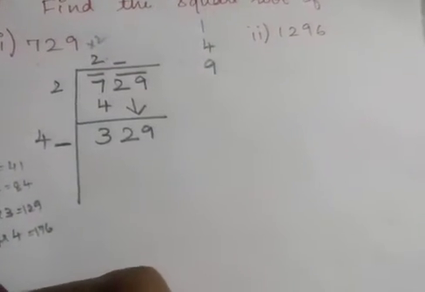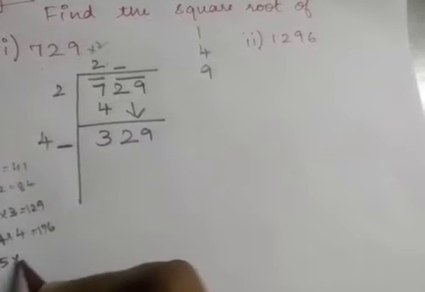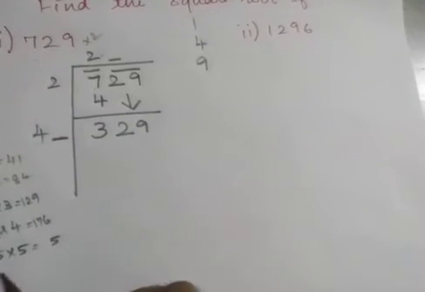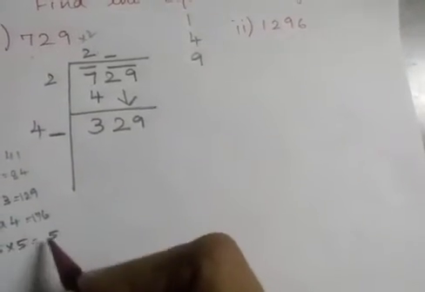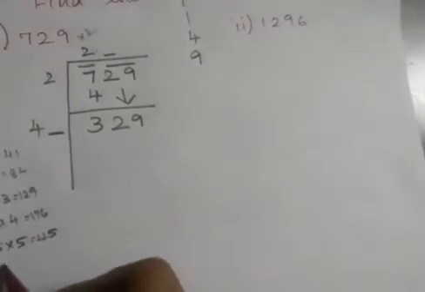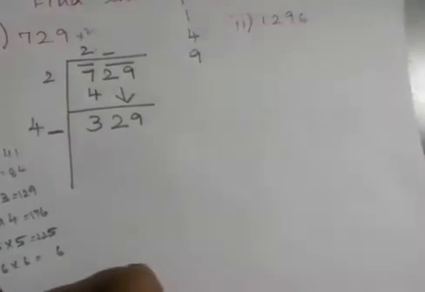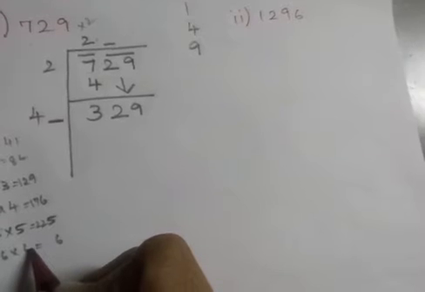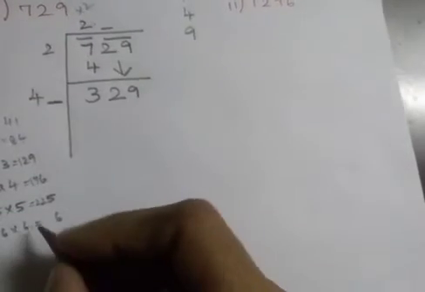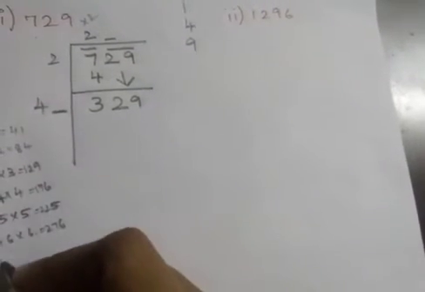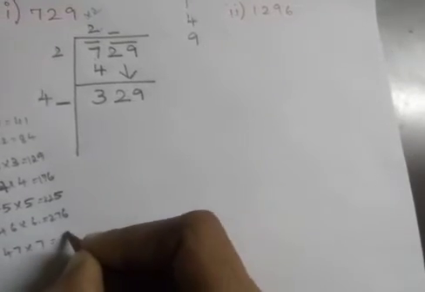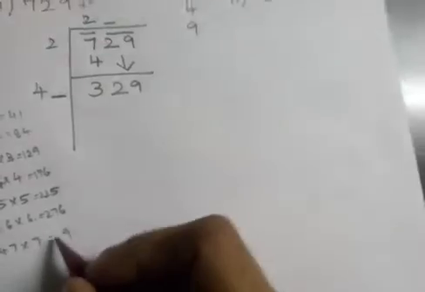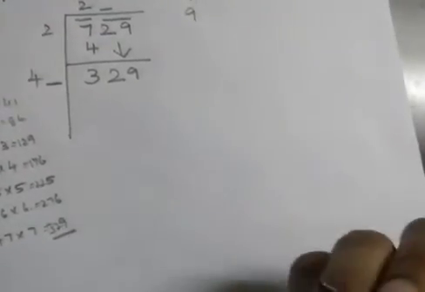Yes. Next, 45 into 5. 5 fives are 25. 5 fours are 20, 22. 46 into 6. 6 sixes are 36. 6 fours are 24. 24 plus 3 is 27. 47 into 7. 7 sevens are 49. 7 fours are 28, 32. Yes, we got the answer.